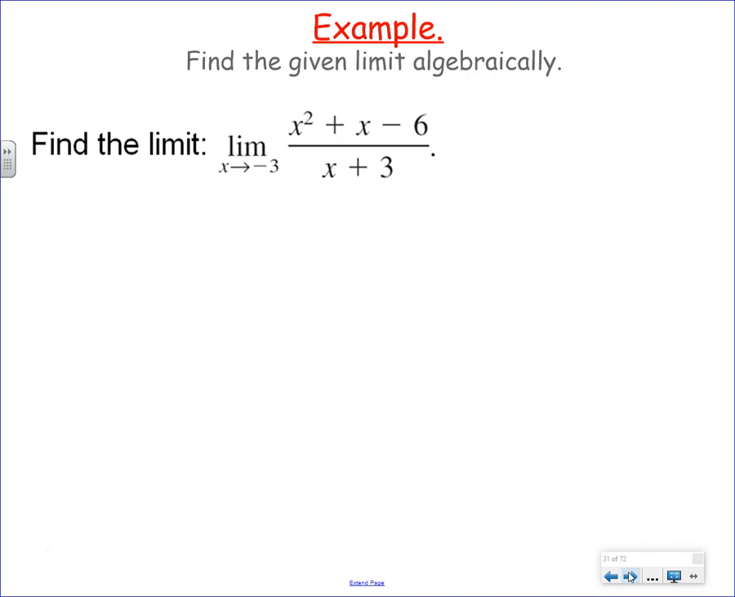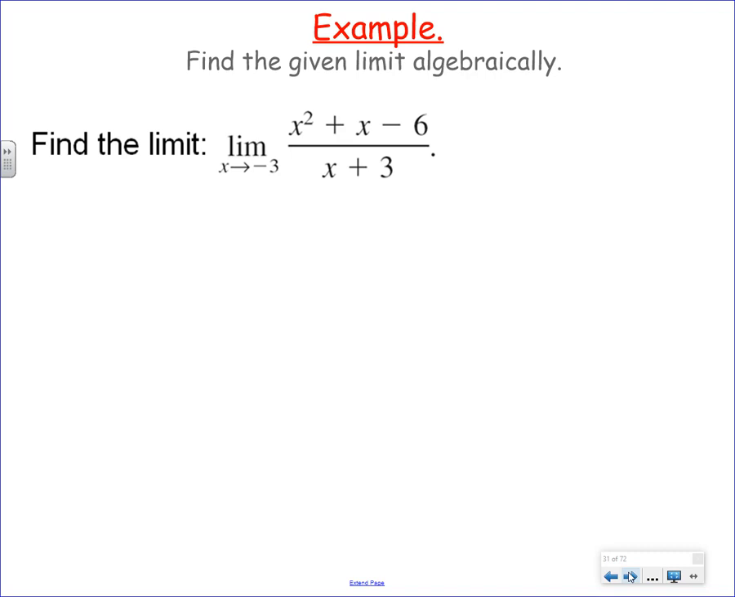If x approached anything but -3, it'd be fine. What's the dilemma, though? X is approaching -3. Okay. So it's not fine. But pause. Remember, it could be not fine 2 different ways, and we have to figure out which one it is.